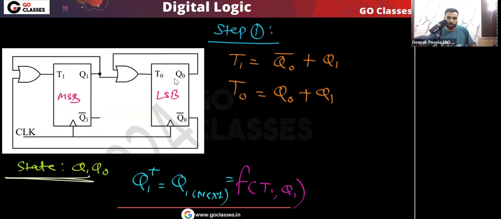Second point: this is the T flip flop, and if I ask you what will be the next state, that will be determined by its present state and its input. So, very simply, if I ask you what will be q0 next, that will be determined by q0 and t0. Simple, all these points.